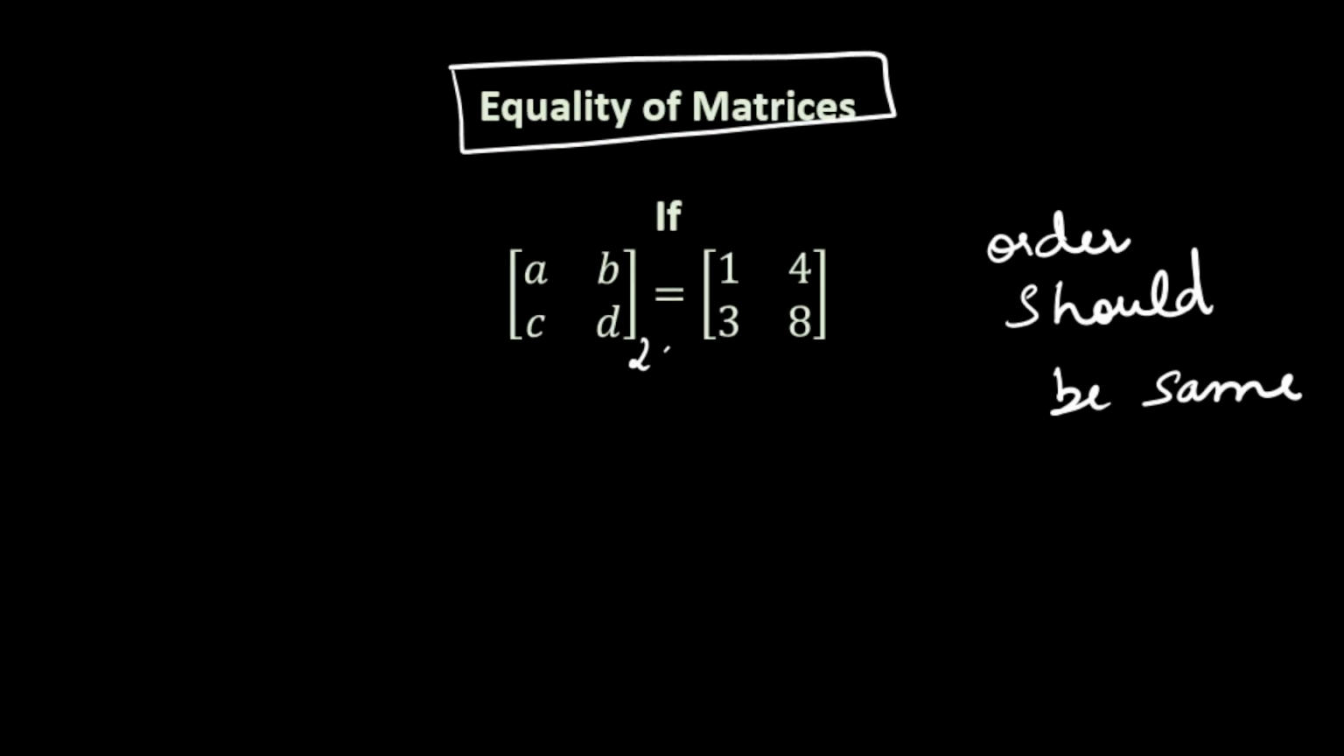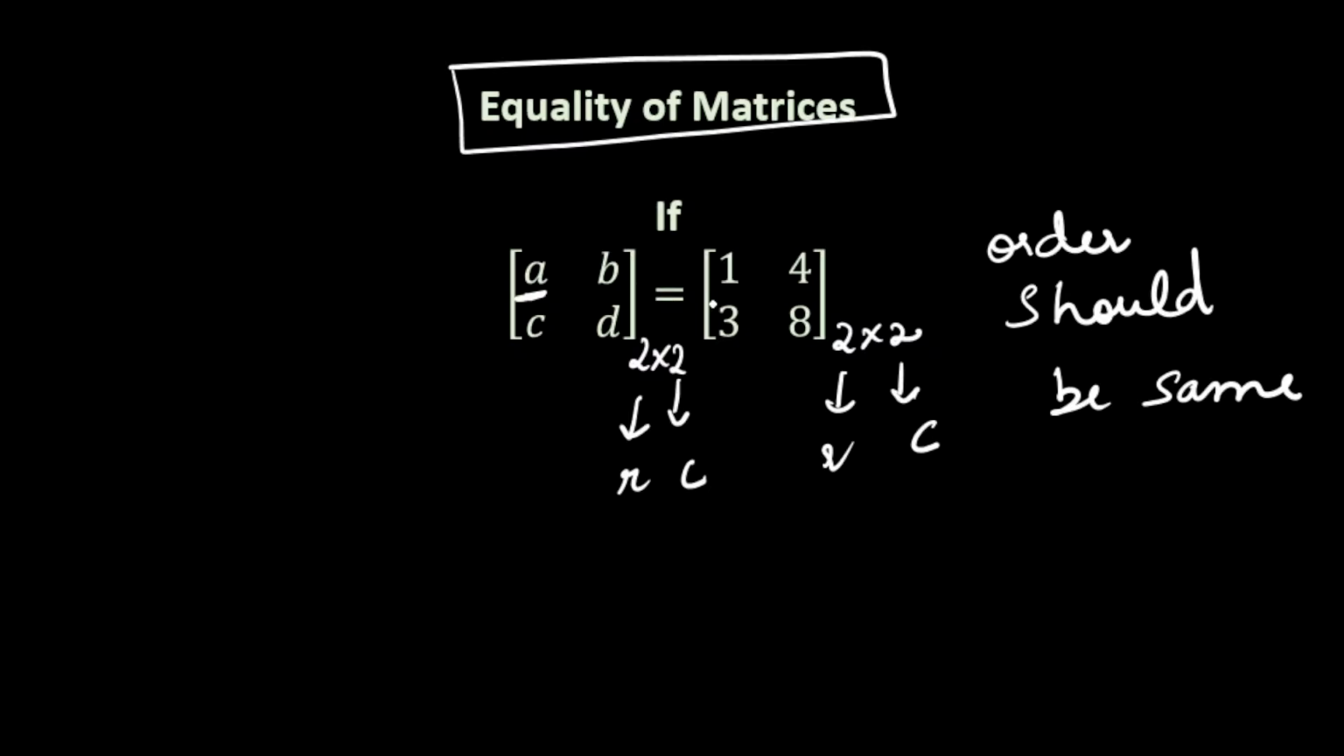So here we can say the order of this matrix is 2 by 2. The order of this matrix is also 2 by 2. Rows into columns: number of rows into number of columns, like how we write the order. So corresponding elements will equate.